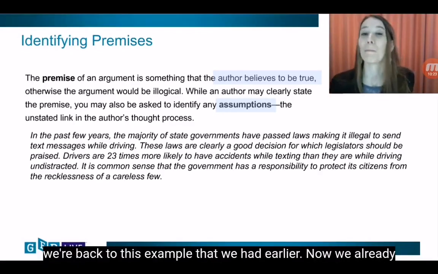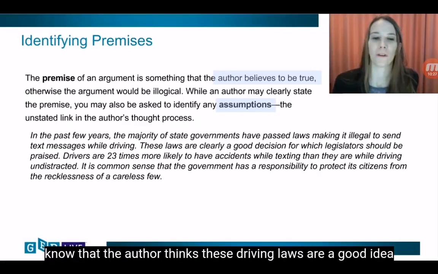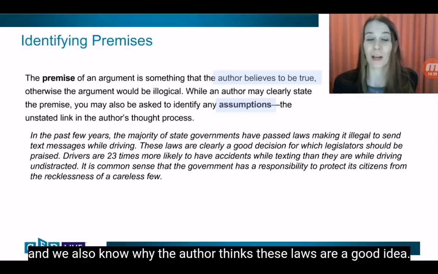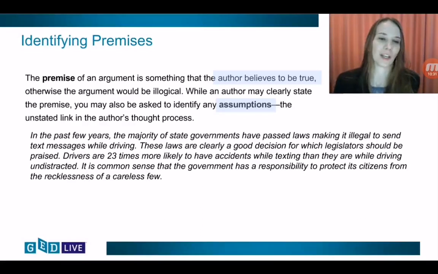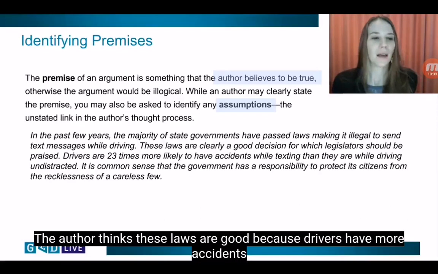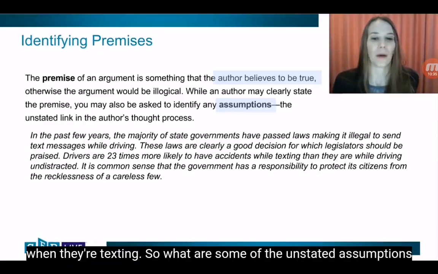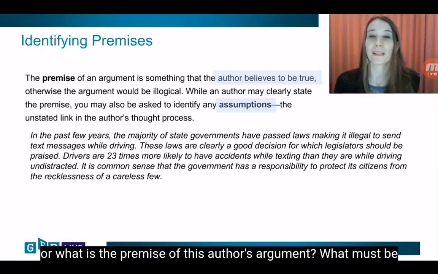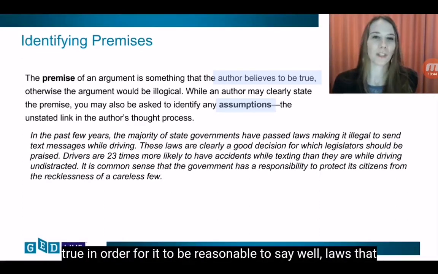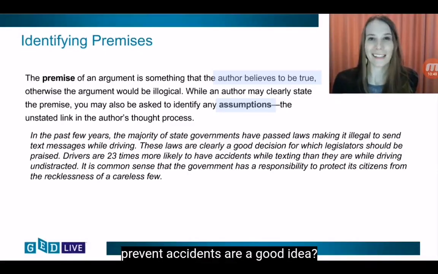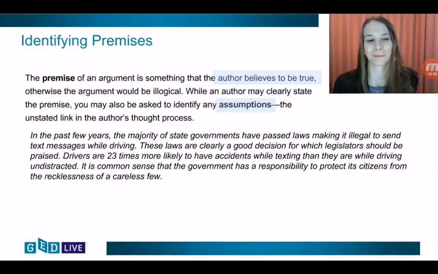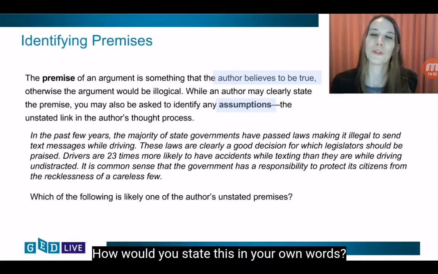So we're back to this example that we had earlier. Now, we already know that the author thinks these driving laws are a good idea, and we also know why the author thinks these laws are a good idea. The author thinks these laws are good because drivers have more accidents when they're texting. So what are some of the unstated assumptions, or what is the premise of this author's argument? What must be true in order for it to be reasonable to say, well, laws that prevent accidents are a good idea? How would you state this in your own words?